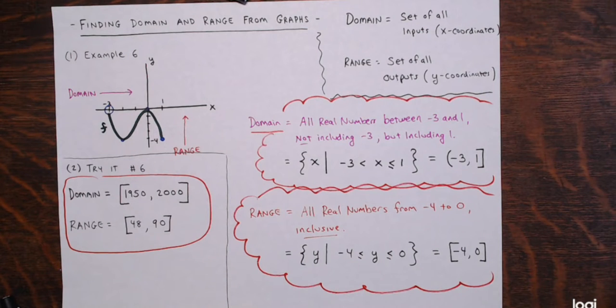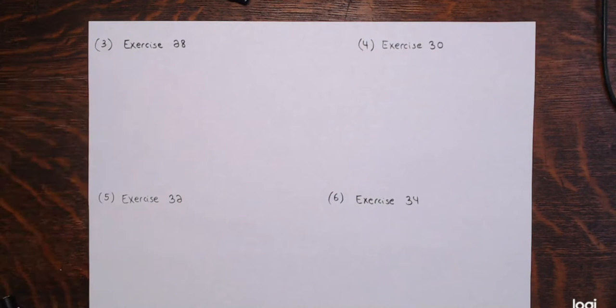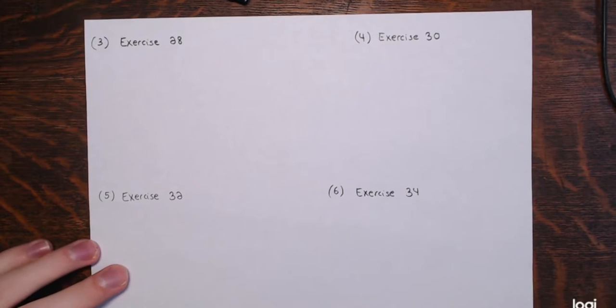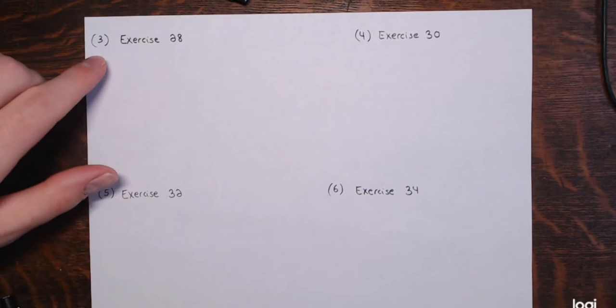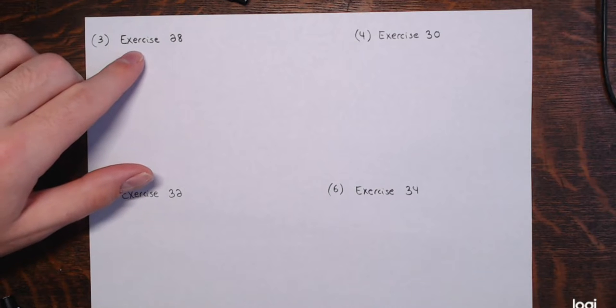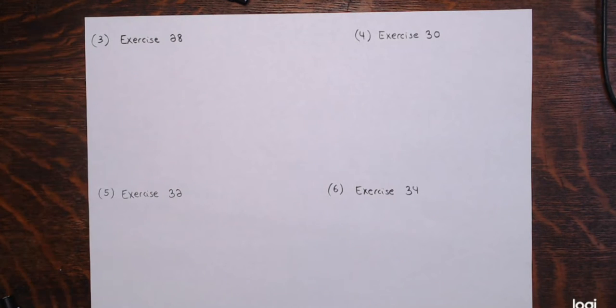All right, so my next example is just another picture taken from the text. Got 4 of them on this page because they're all pretty similar. I'm just going to be showing you some graphs from some exercises. So example 3 is exercise 28 in the text.